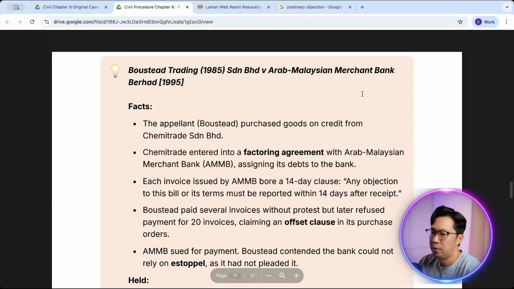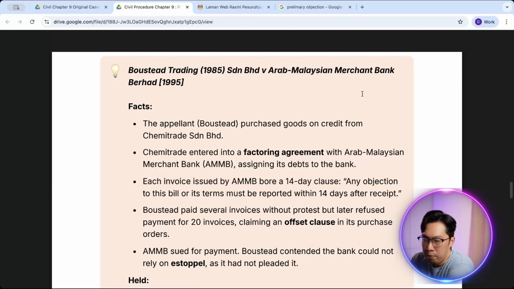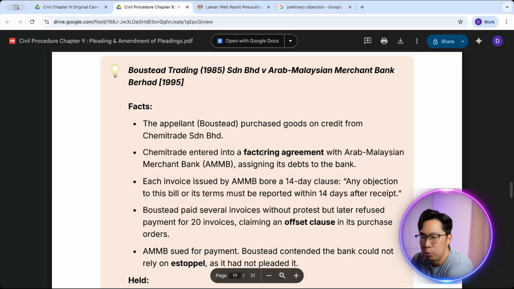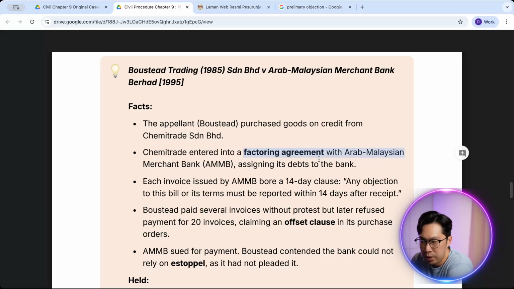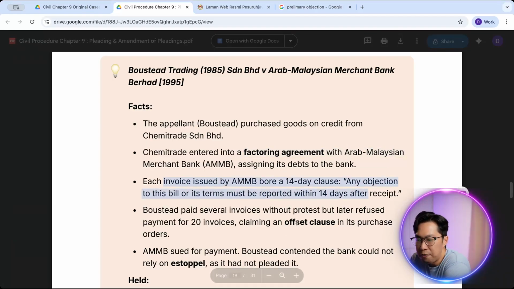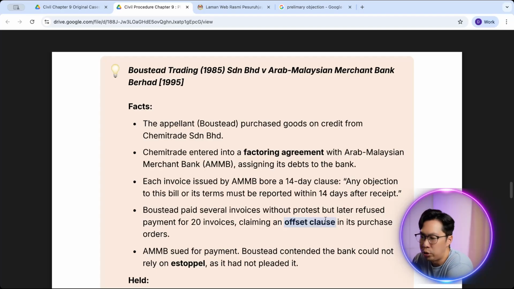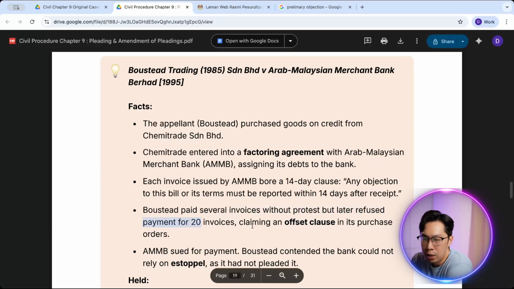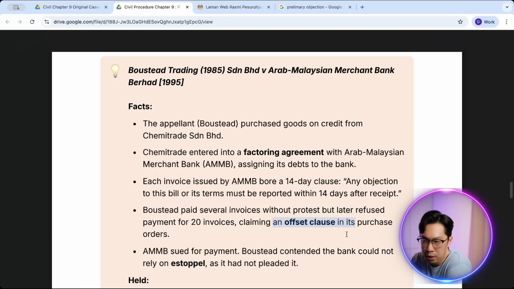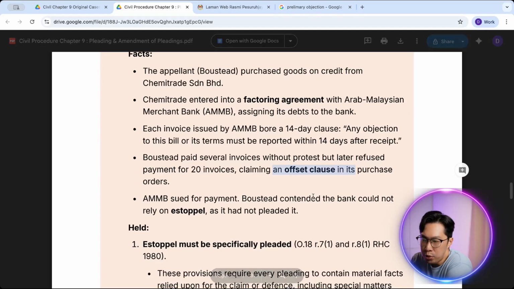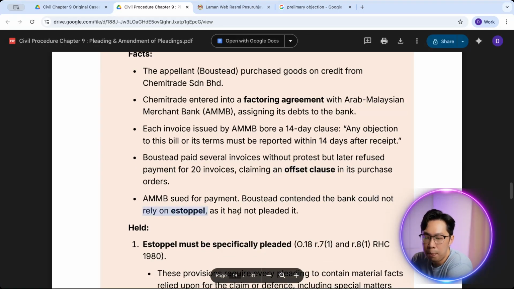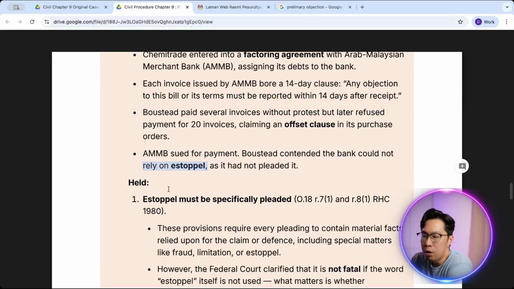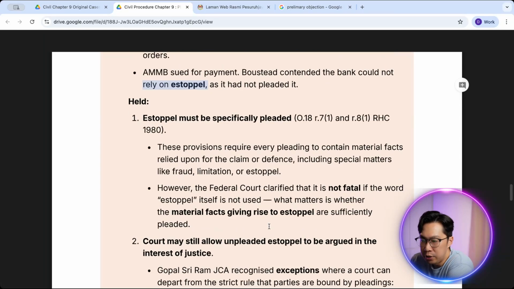Both states, Arab Malaysian Finance. The appellant purchased goods on credit from Chemitrade. Chemitrade entered into an agreement with Arab Malaysian Finance and they have this particular clause. Offset clause, we call it offset clause. It's much more contract and commercial. Both states paid several invoices without protest but later refused, claiming an offset clause. AMB sued for payment. Both states contended the bank could not rely on estoppel as it had not pleaded it. Estoppel must be specifically pleaded. Okay, this provision requires pleading.